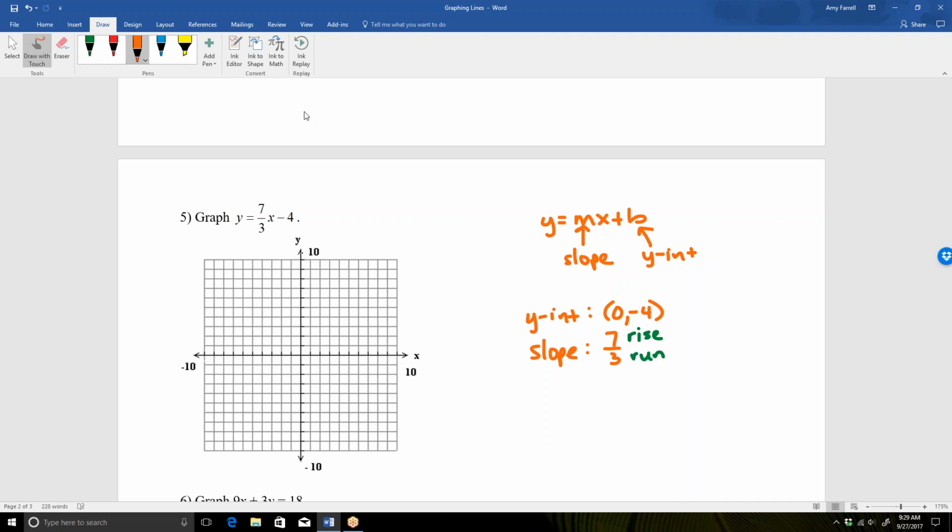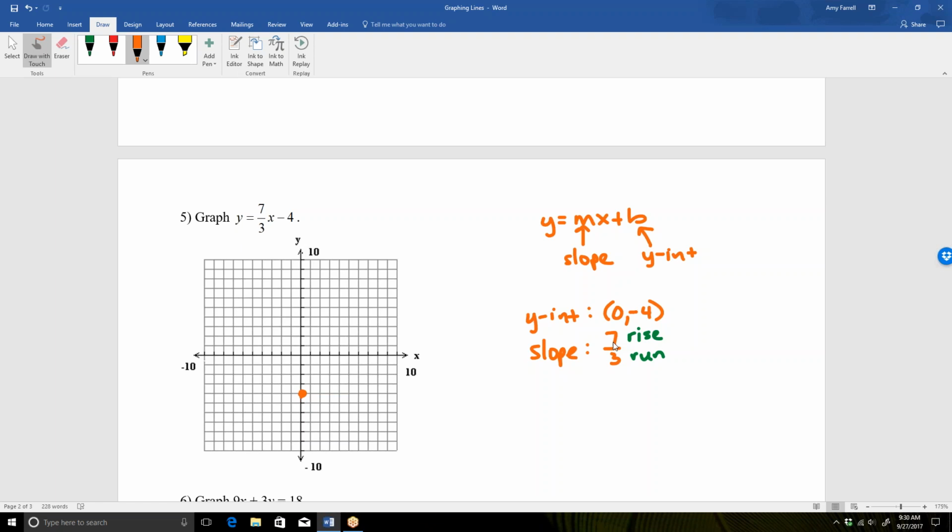Okay, so let's see how this works. First, you're going to plot the y-intercept, which should be here, (0, -4). Now remember, a y-intercept will be on the y-axis. Sometimes students incorrectly plot an x-intercept. That's a y-intercept, not an x-intercept. And then from that point, so not from the origin, but from that point, I'm going to use rise over run.